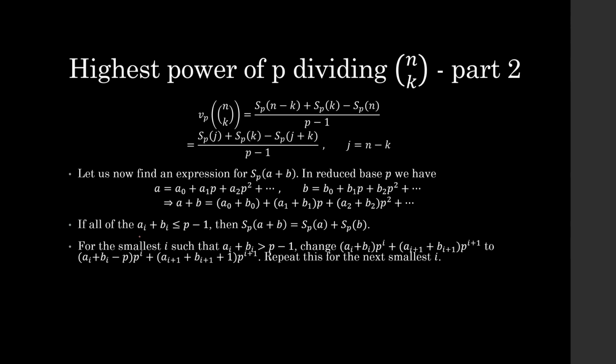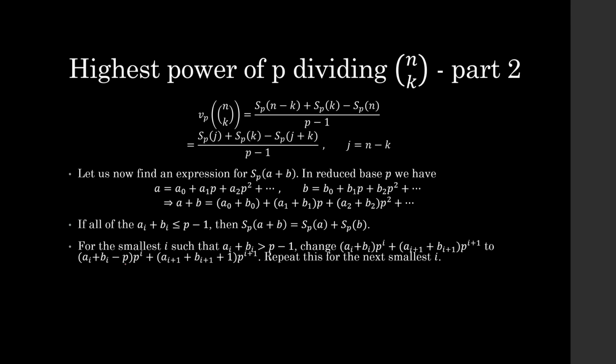But life isn't always that easy, and we're not always going to have this. So let's consider the smallest i such that a_i plus b_i is bigger than p minus 1. By the well-ordering property of sets, there is such a smallest i. When this happens, I'm going to change a_i plus b_i times p to the i, which is the particular place in the sum where this happens, plus a_(i+1) plus b_(i+1) times p to the i plus 1. I'm going to change this to a_i plus b_i minus p times p to the i, plus a_(i+1) plus b_(i+1) plus 1 times p to the i plus 1.